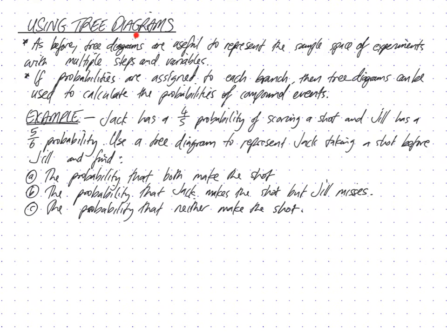This is another video on using tree diagrams to calculate probability. Before, we've seen that tree diagrams are useful to represent the sample space of experiments that have multiple steps and variables, so the more complex situations. That allows us to find the probabilities of experiments with complex situations. If you assign probabilities to each of the branches of a tree diagram, then you can use those to find the probability of compound events. So let's do an example here.